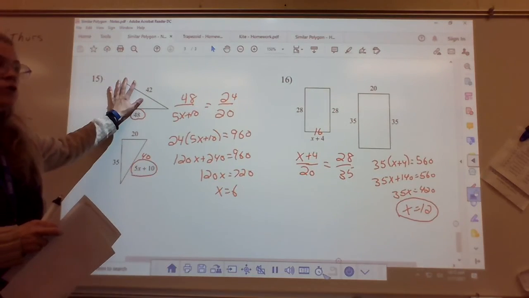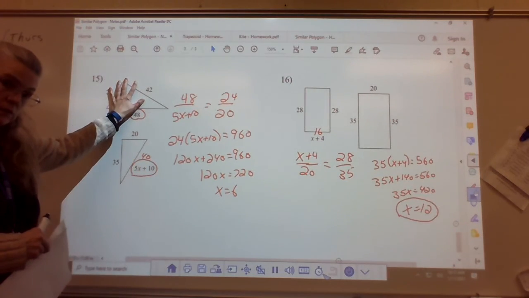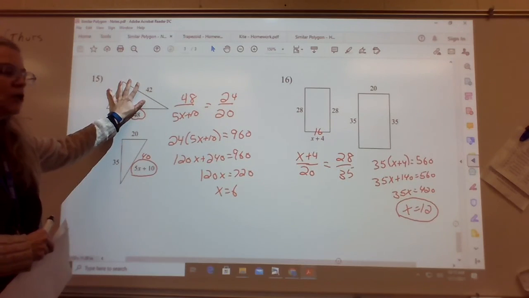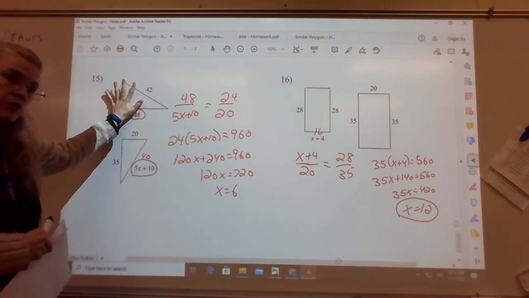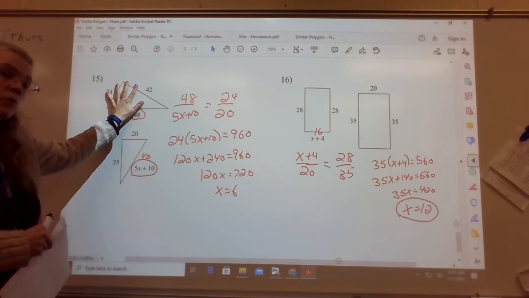So, these are your notes for similar polygons. The homework is just like this. Just like it. So, if you take the time to watch the video, fill out the notes, you get extra credit. Doing that should help you with the homework.